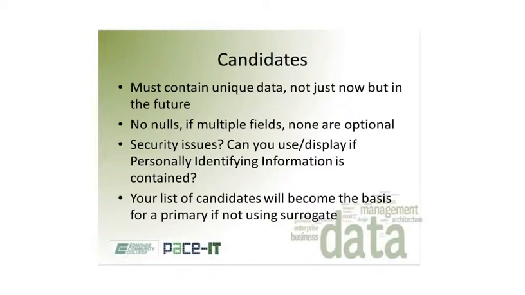and they would always guarantee uniqueness. Now there could be security issues if you took a field like a social security number. You might not want to use that because you may need to display it, and that's personally identifying information. So you might want to disallow something as a candidate key if you have issues about displaying it for security purposes. So your list of candidates then will become the basis for selecting a primary key if you're not using what's called a surrogate key. We will be discussing surrogate keys in the very near future.